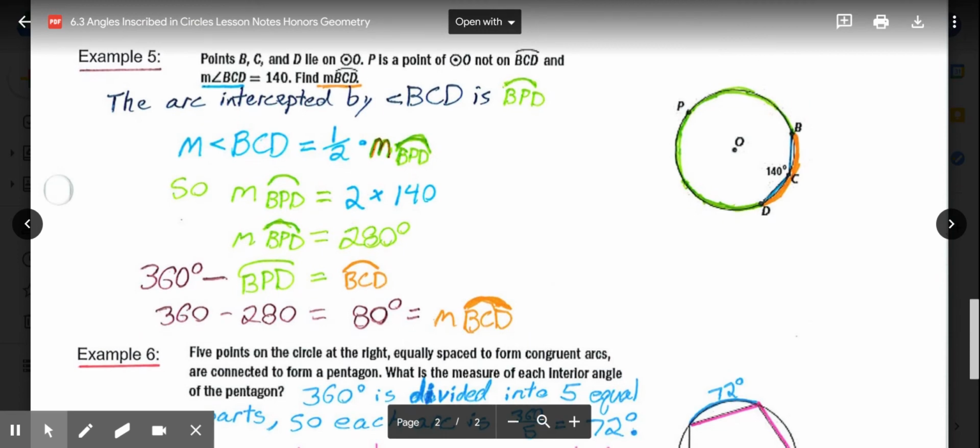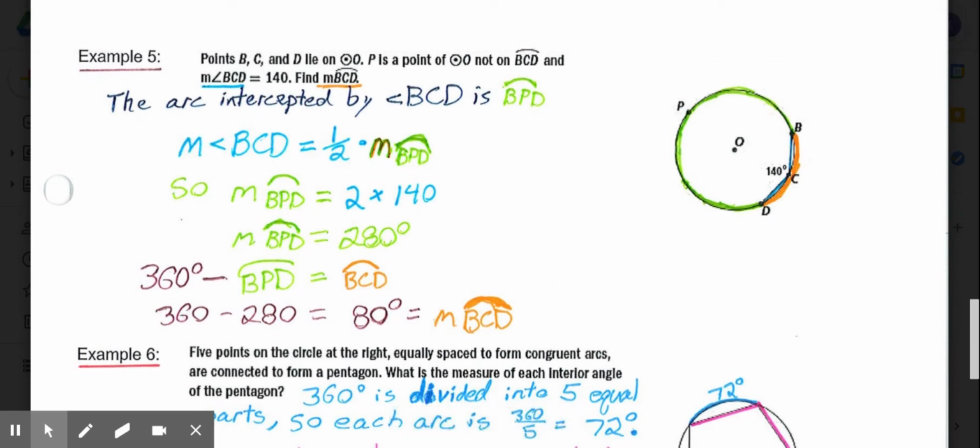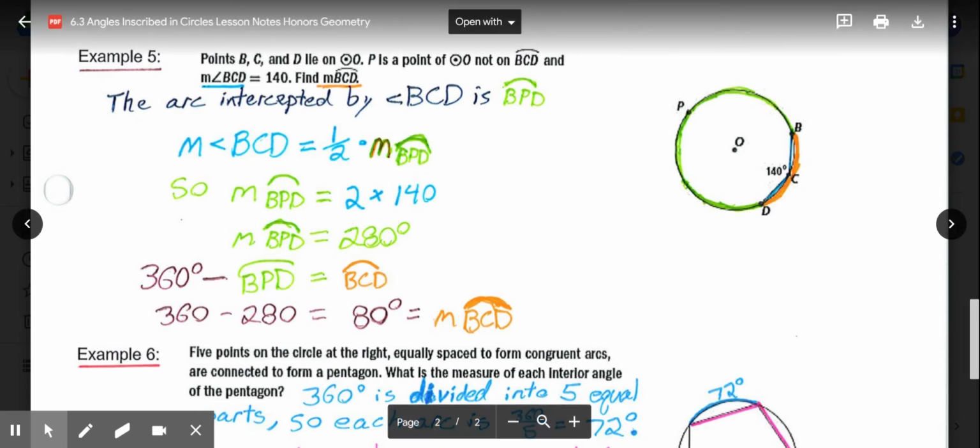Example 5 tells us points B, C, and D are all on circle O. P is a point of circle O, but not on arc BCD. And the measure of angle BCD is 140 degrees. Find the measure of arc BCD. So draw what we know, and over here is what we know.